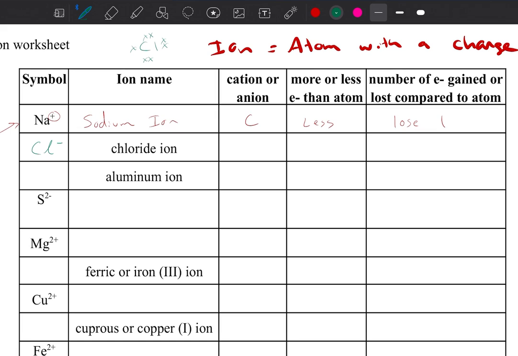Is it a cation or an anion? It is an anion because it's going to gain an electron. It's going to have a negative charge, and negative charges are anions. Does it have more or fewer electrons than the atom? Well, it's going to have more electrons than the atom because it's going to gain 1. And then we would say it's going to gain 1. Aluminum, since it's just pronounced aluminum fully, we know it's going to be a positive. Okay, so that's where the positive is going to come in.